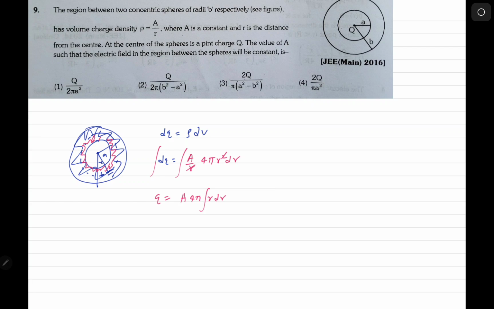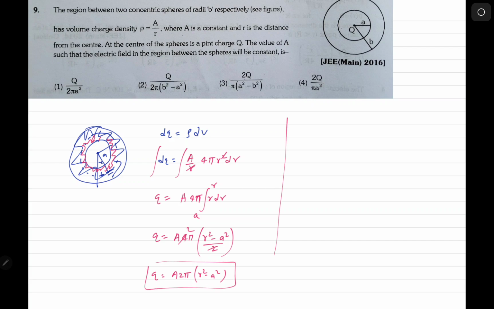Okay, what is the limit? Just pause it and think about the limit. The limit will be a to small r, because that red part, the enclosed charge, is between a and r. So q is equal to a 4 pi, it will be (r square minus a square) by 2. Okay, 2 gets cancelled, so q is equal to a 2 pi (r square minus a square). So this is the charge enclosed.